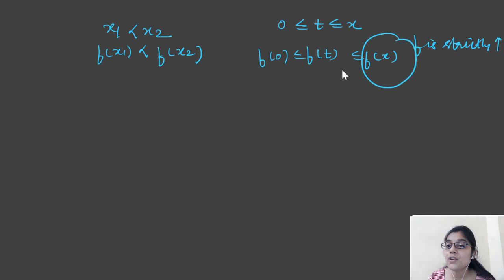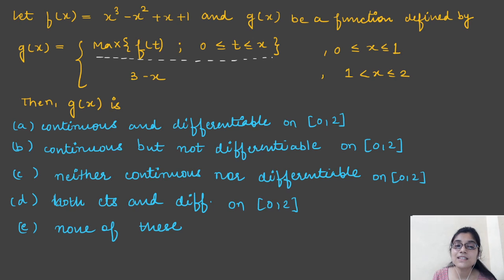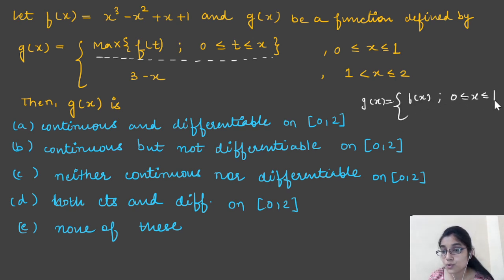So the maximum value of this f of t is what? Max of this f of t when t is lying between 0 to x is what? F of x. It simply means that your g of x is going to be f of x whenever your x lies between 0 to 1, and this is 3 minus x whenever your x lies between 1 to 2. This is all what we got. By just understanding the property of the function f of x, that it is strictly increasing, so its maximum value is going to be at x, we kept f of x and we got the answer.